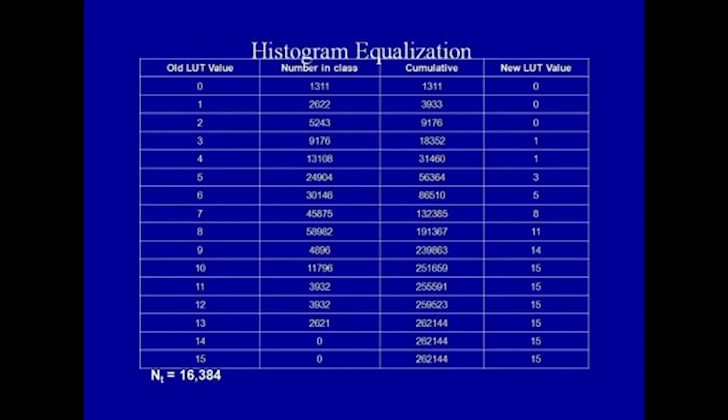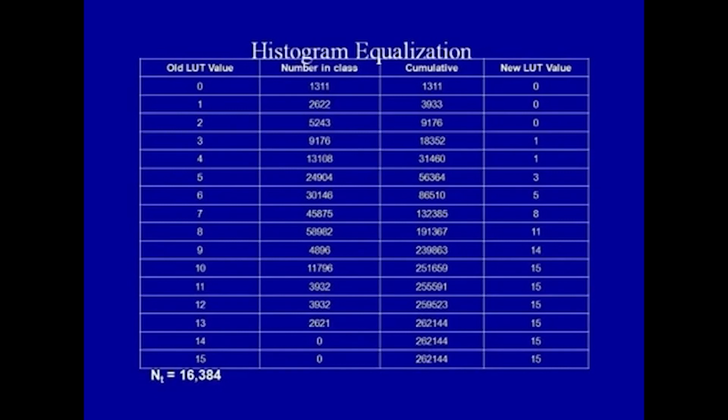With the help of these frequency values, we prepare the cumulative frequency, which is shown in the third column. One can see that at the bottom, the total number of points in the image should be equal to the cumulative frequency value at the last brightness level, which is 2,62,144. Now, our task is to remap the old LUT value such that we can improve the image representation.